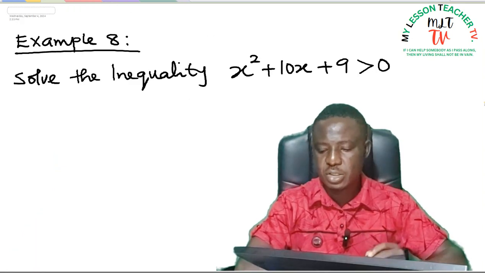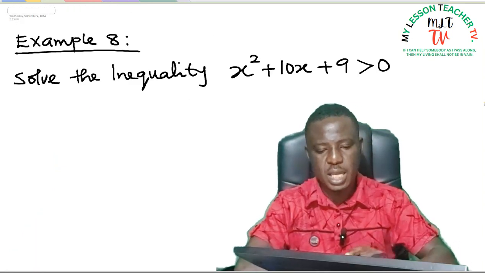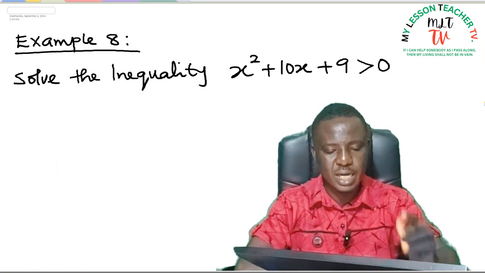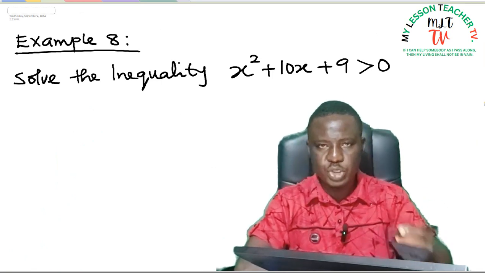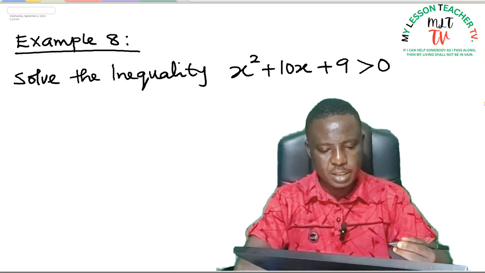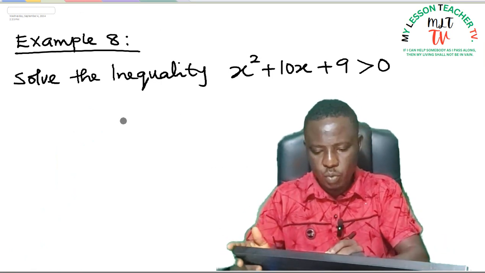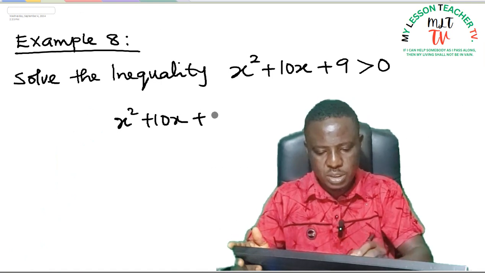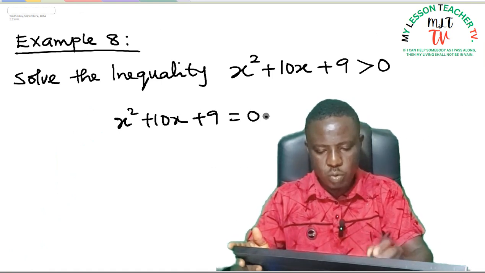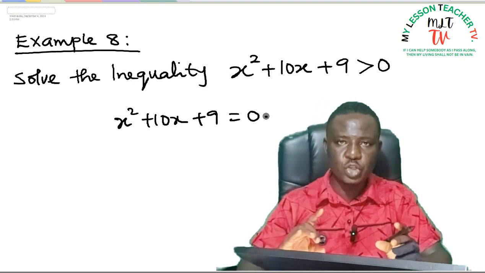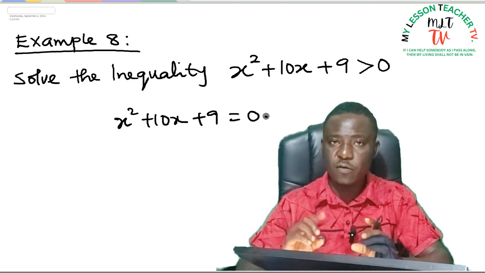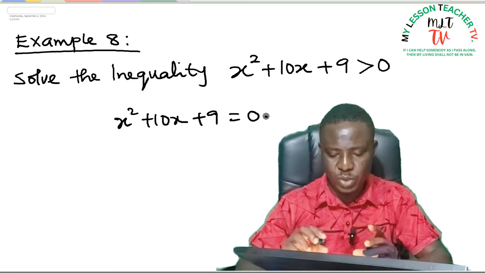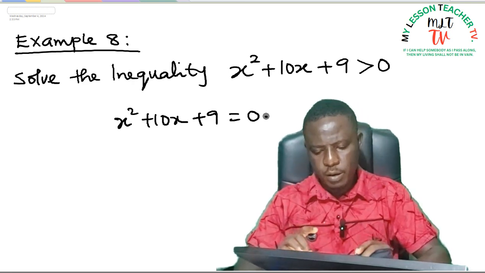Example 8 says, solve the inequality x squared plus 10x plus 9 is greater than 0. So we shall also find the zeros of the inequality. We have x squared plus 10x plus 9 is equal to 0. From a 3-term expression, we shall take it to a 4-term expression so as to be able to factorize the quadratic expression. So how do we do that?